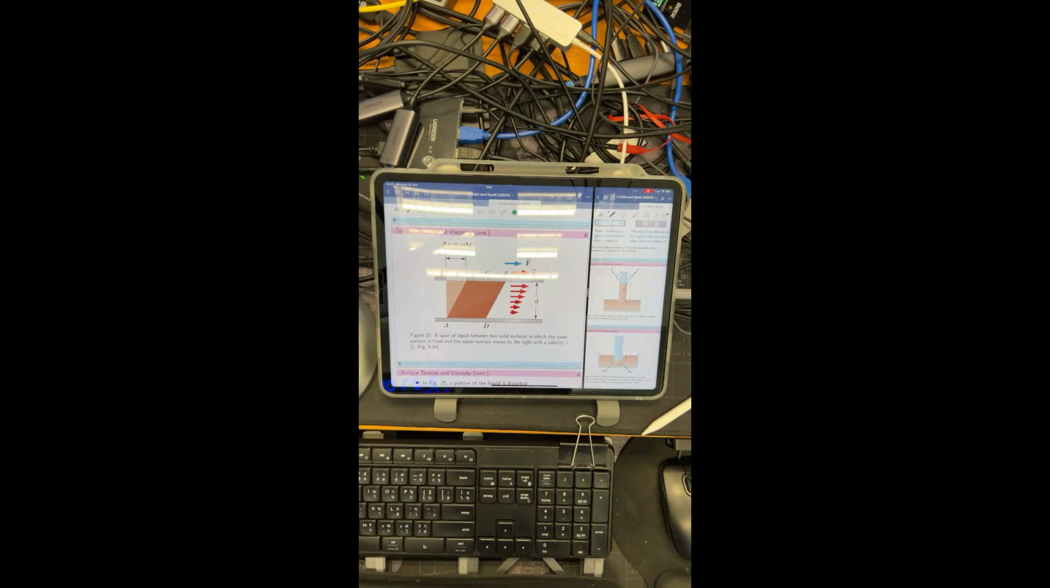When you pull this flat plane to the right, the liquid on the lower plane doesn't move, but this one is going to move because it is attached to this plane. And it's going to move to the right, the same as the plane.